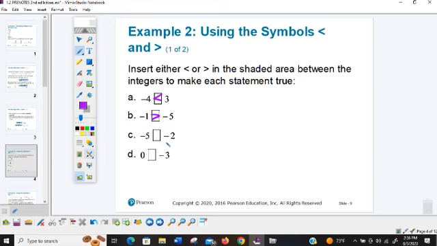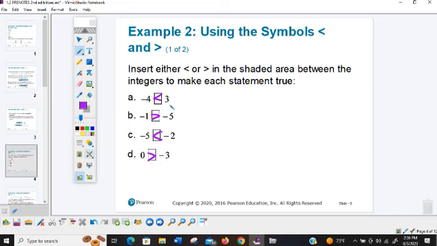Negative 5 and negative 2. Well, negative 5 is to the left. It is smaller. So negative 5 is less than negative 2. And 0 and negative 3. Negative 3 is to the left. So it is less than 0.